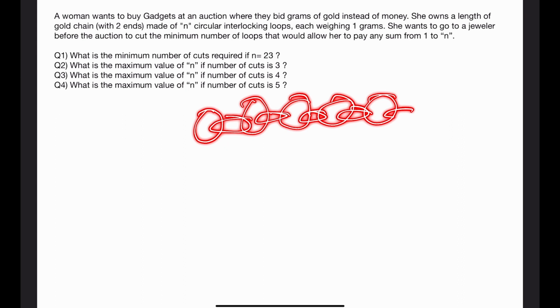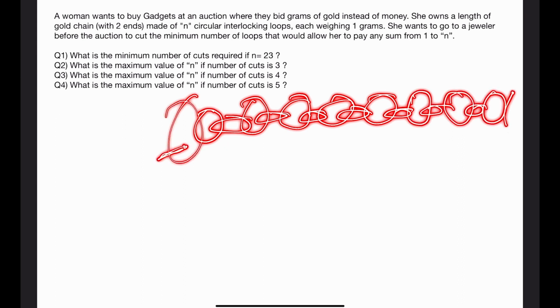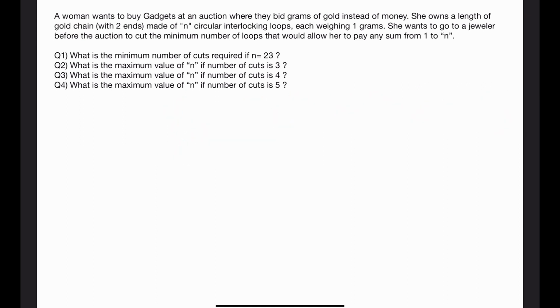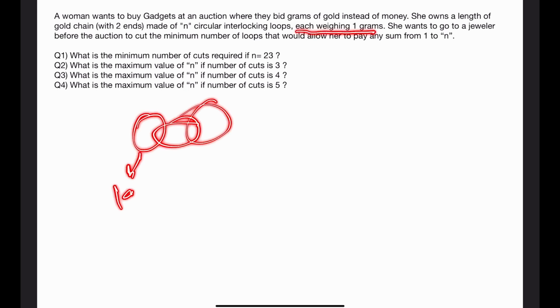Made of n circular interlocking loops. So it should be something like this. These loops are there, and there are two ends, one end and the second end. Each weighing 1 gram, so each loop is 1 gram. So let's start making a little bit of whatever we have understood as of now.